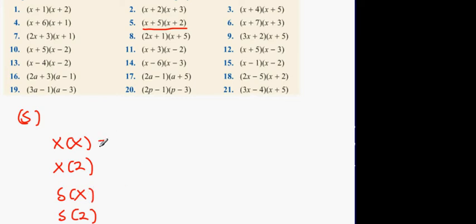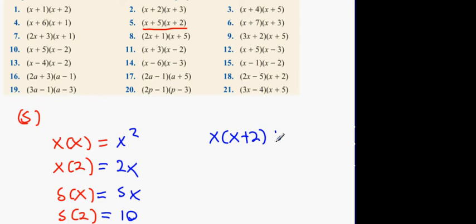So what's X bracket X? Can anybody tell me? X squared. X bracket 2? 2X. 5 bracket X? 5X. And 5 bracket 2? 10. Now, I'm going to ask you another question that's exactly the same as number 5: X bracket X plus 2 plus 5 bracket X plus 2.